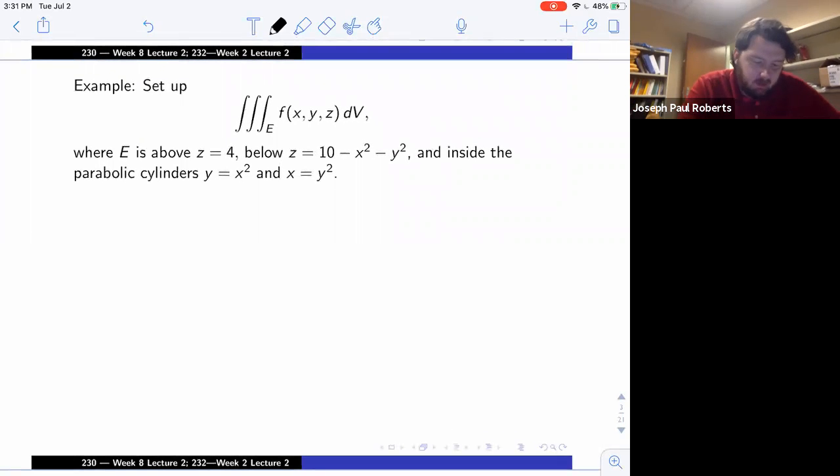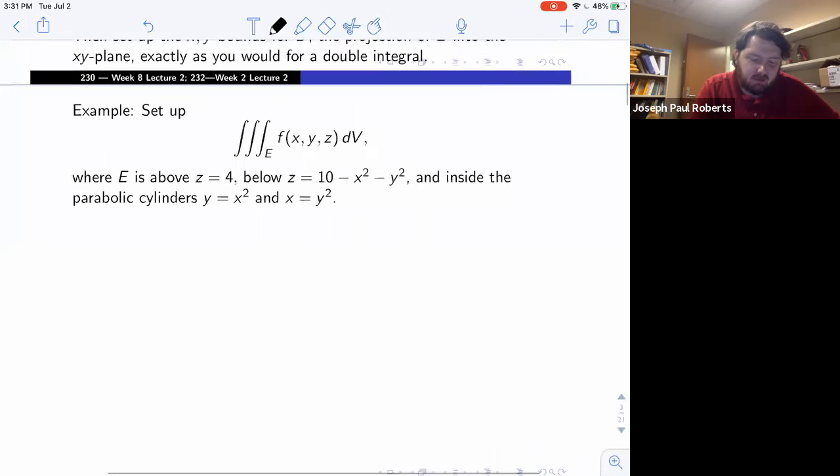Let's set up the triple integral of f of xyz dV, where E is above z equals 4, below z equals 10 minus x squared minus y squared, and inside the parabolic cylinders y equals x squared and x equals y squared.